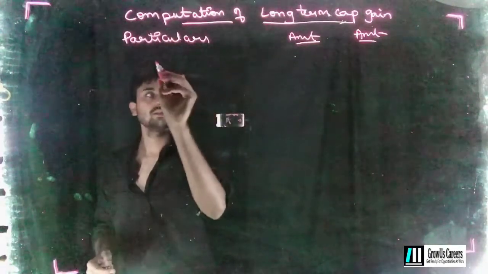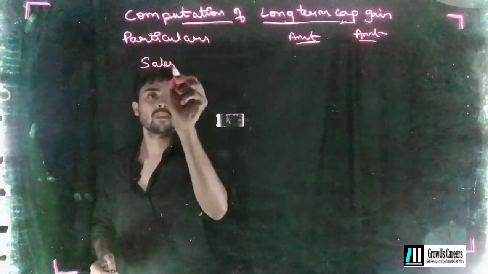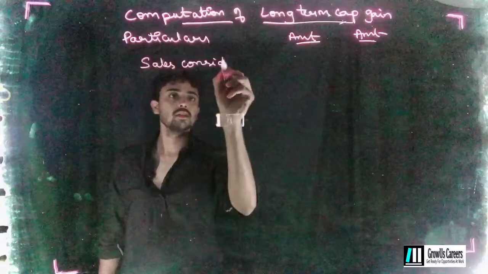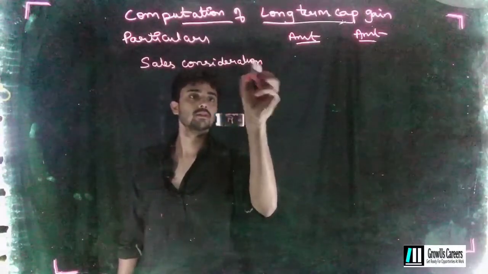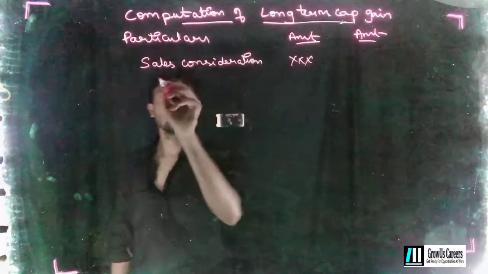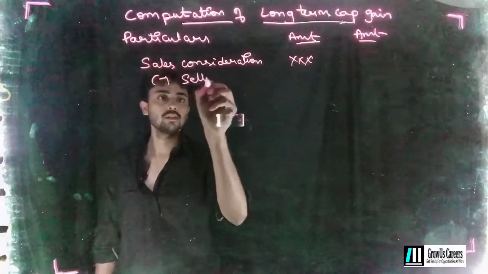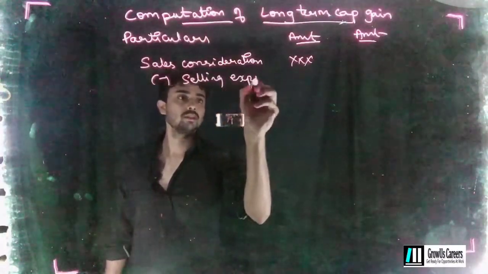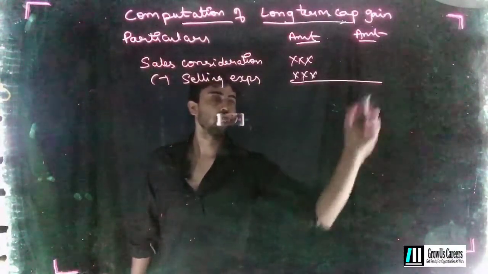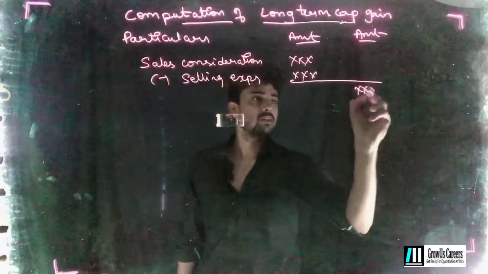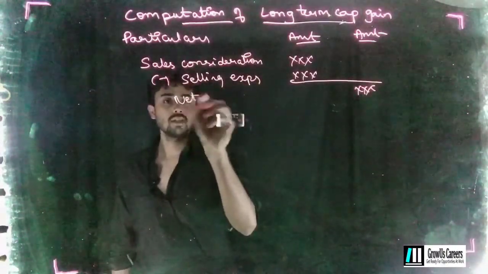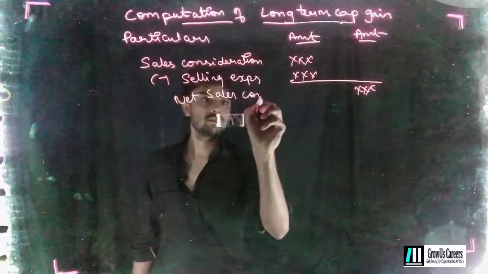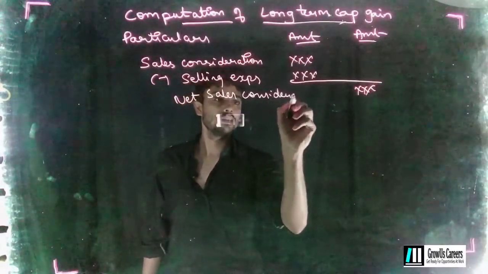We'll begin with sales consideration. Sales consideration amount minus selling expenses. We get what? Net sales consideration.